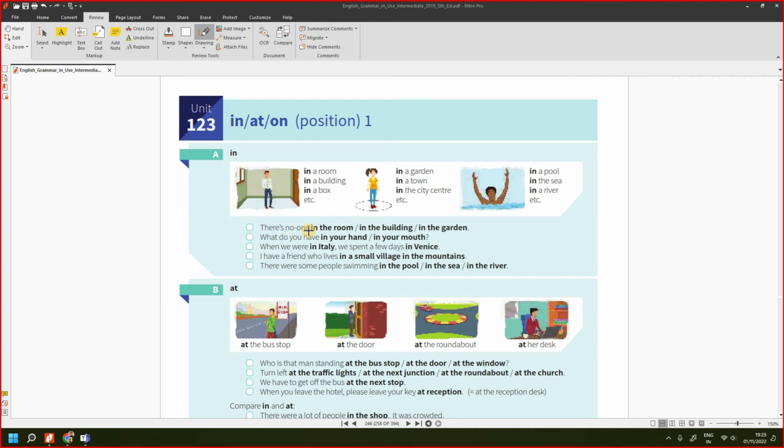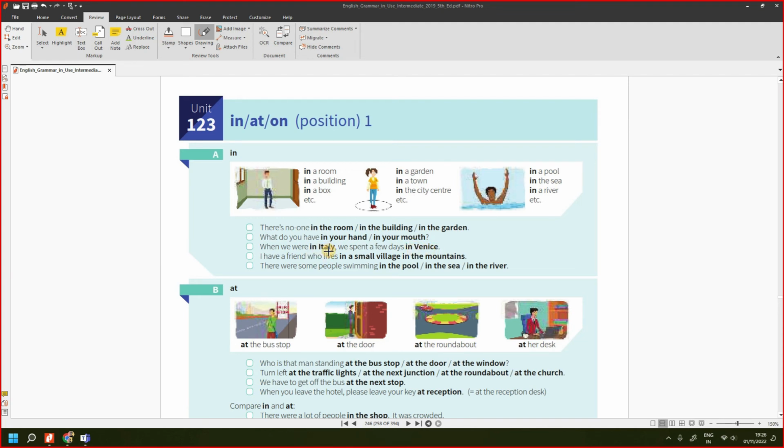The same thing is applicable. There's no one in the room. There's no one in the building. There's no one in the garden. What do you have in your hand? So "in your hand" is a geographical restriction, right? Or in your mouth, it means a geographical restriction. A particular place, like being in the circle, it's a particular place. In your hand is a particular place. So that is why you say "in." We were in Italy. Now you know why we use "in" with towns, cities and all, places and all, right?